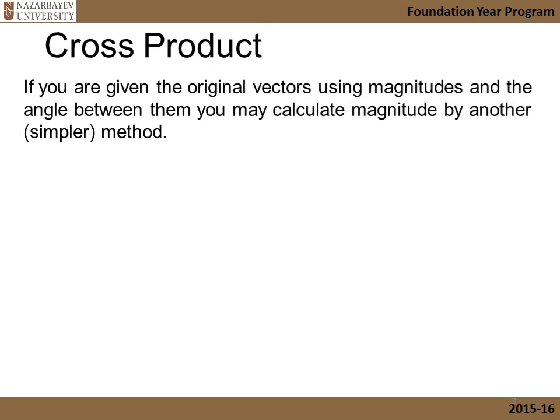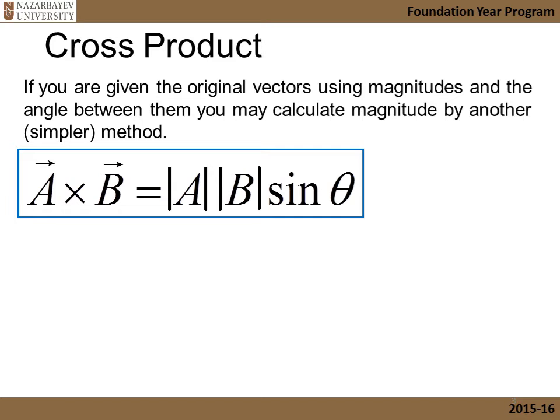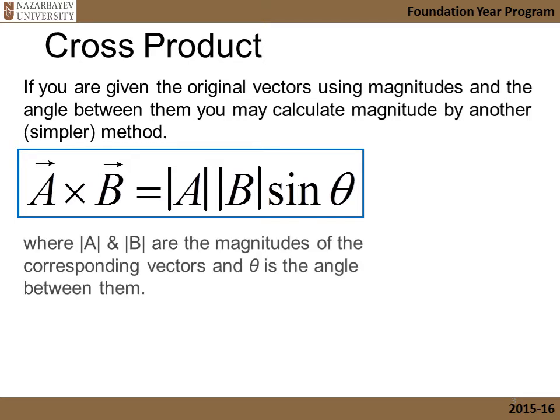If our vectors are given graphically, as in the previous case with the scalar product, so we know the location of the vectors, we know the magnitudes of the vectors, and we know the angle between them, we can use the following formula to calculate the cross product. So our cross product of a and b equals the multiplication of the magnitudes of a and b and sine theta, where theta is the angle between the vectors a and b.